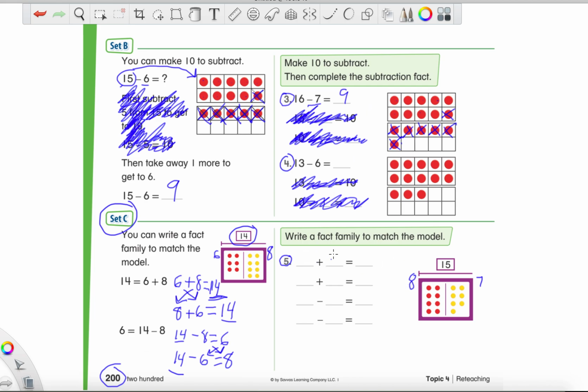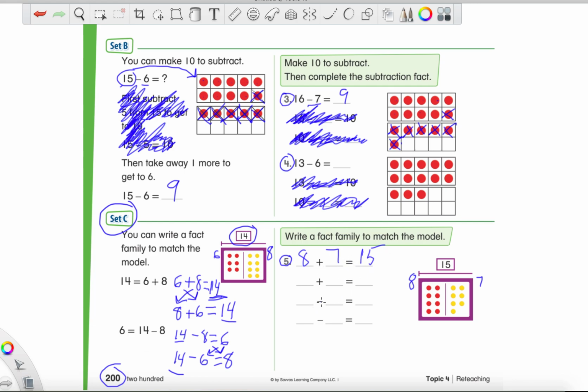Okay, so one addition fact, part of your fact family, right? The 15 has to go last. And then I can put the 8 first and the 7 second. So 8 plus 7 equals 15.